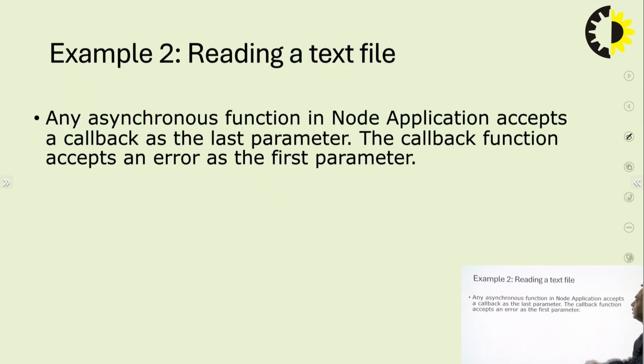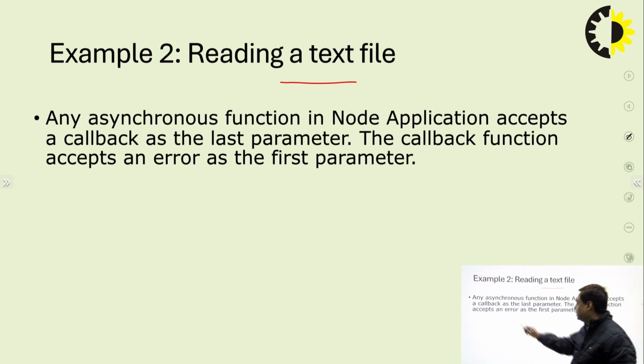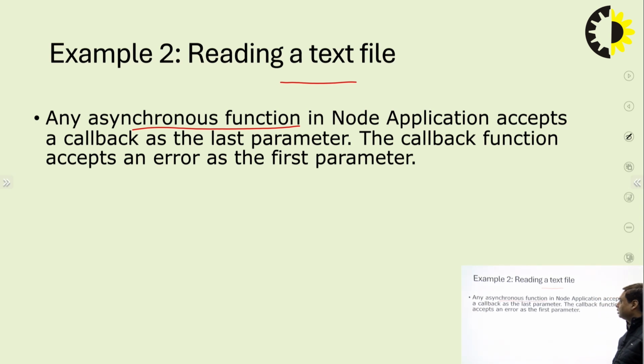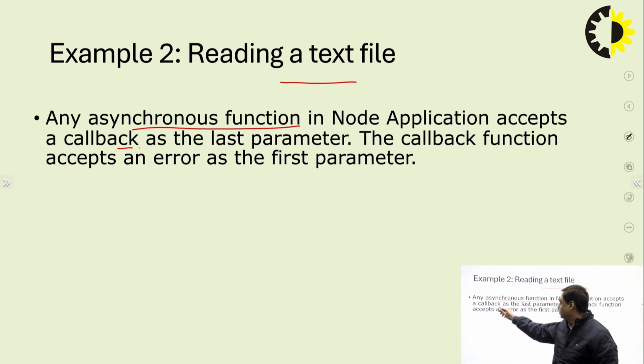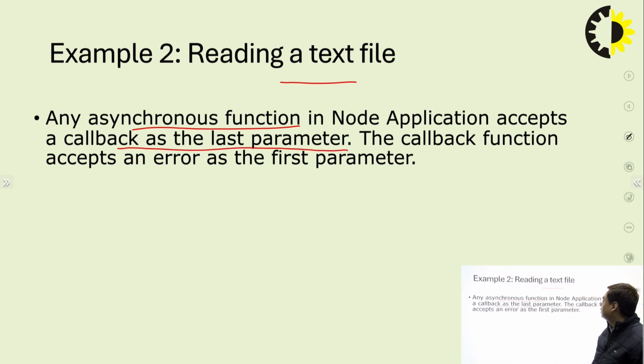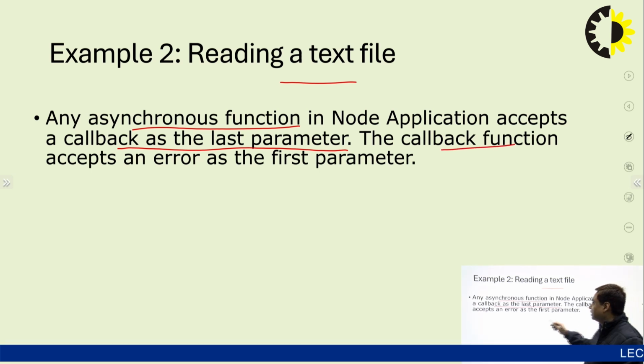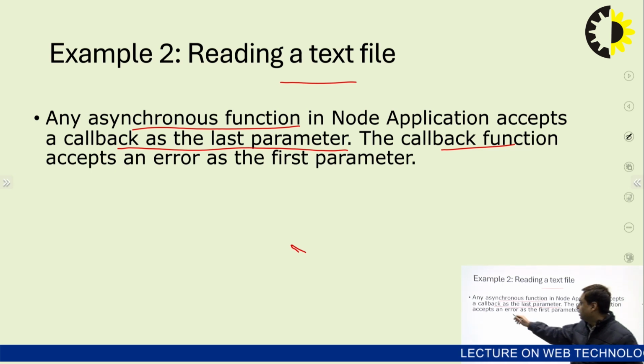Next example is reading a text file, reading a text file asynchronously. So we are using the asynchronous function for reading a text file. It will accept a callback function as the last parameter, and the callback function accepts two arguments. One is error, second is data. It will accept the data to display or the error.